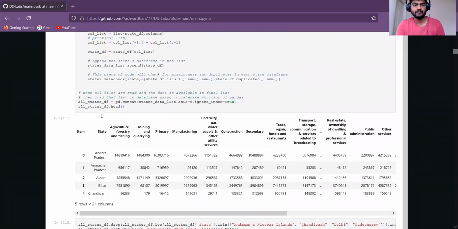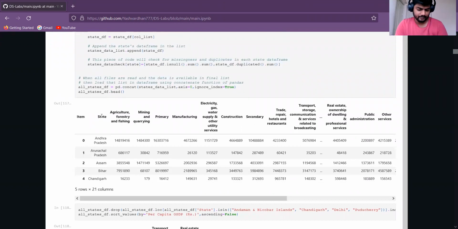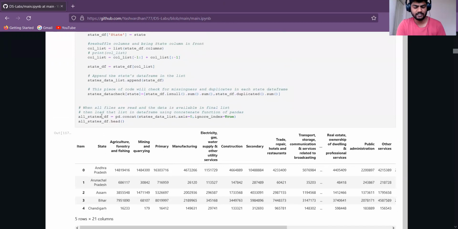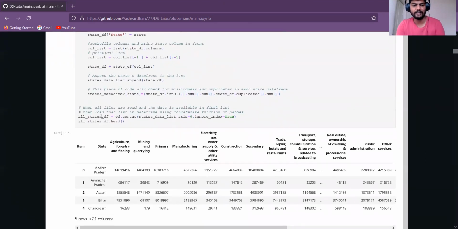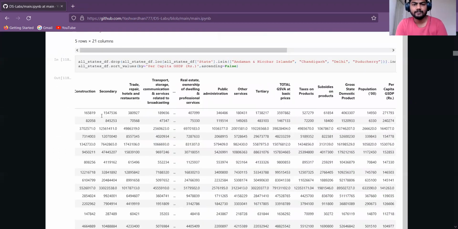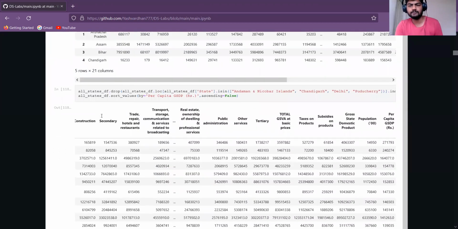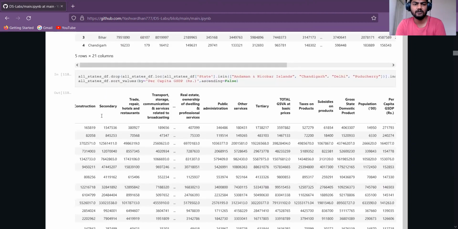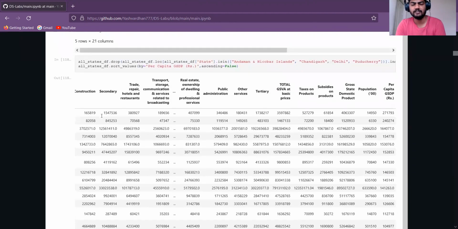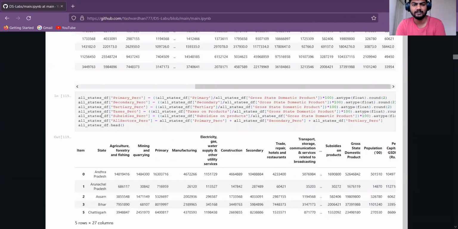By then we basically merged the details of each state into a single data frame with the above code, that is pd.concat. And now, since Andaman and Nicobar, Chandigarh, Delhi, and Pondicherry are union territories, and they affect the state analysis, we basically drop these union territories in order to get a better result.